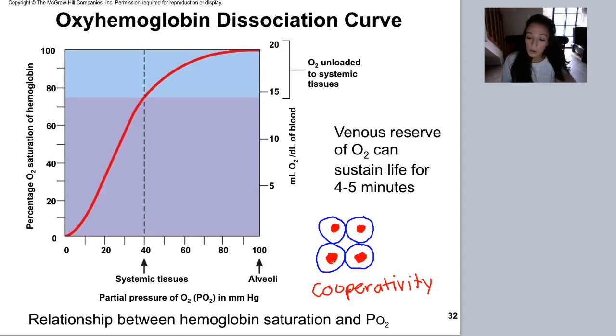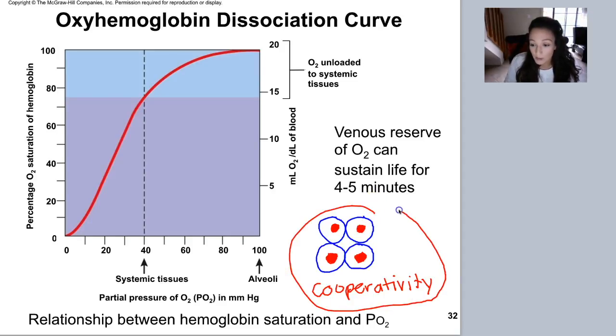So this property of cooperativity, where one subunit binding oxygen increases the likelihood and increases the affinity of the other subunits to bind oxygen, is illustrated by this graph over here. This is our dissociation curve.